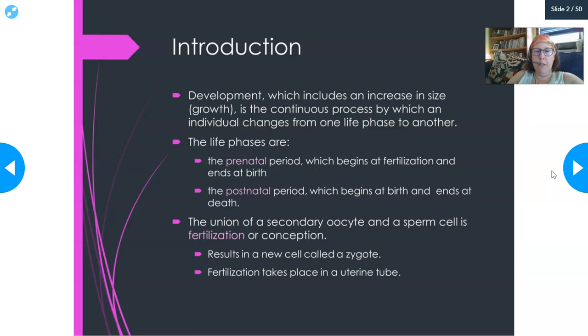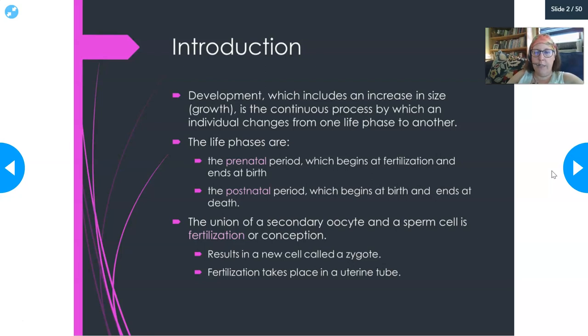The life phases are the prenatal and postnatal phases. The prenatal phase or period begins at fertilization and ends at birth. And the postnatal period begins at birth and ends at death. And then we're going to divide up the postnatal period and other periods too. You'll see when we get to aging.